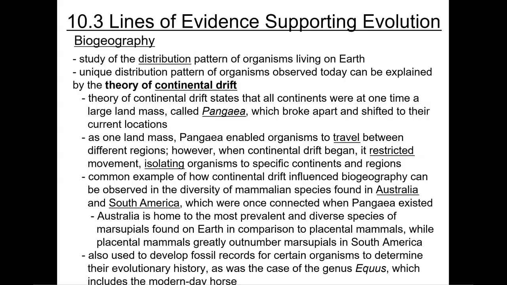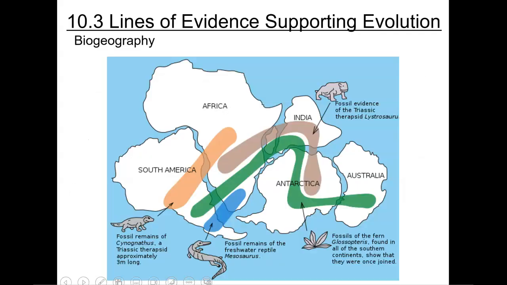Also, it's used to develop fossil records for certain organisms to determine their evolutionary history, as was the case of the genus Equus, which includes the modern-day horse. So here is a look at how Pangaea was put together, and you can see different migration patterns that existed before it broke apart. And this is how these different organisms, both flora and fauna, so both animals and plants, were able to make their way across different regions.